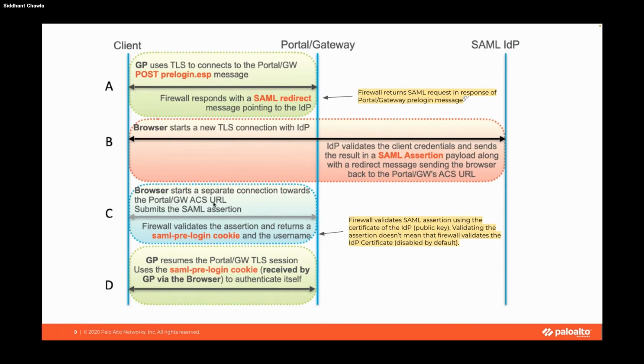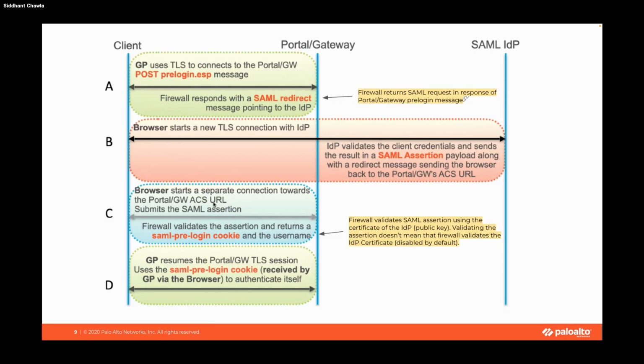So when it has taken the config from the portal, it will initiate a gateway authentication. Gateway authentication will use the same process: GP uses TLS to connect to the gateway. Here, there is the pre-login ESP, that is the SSL VPN slash pre-login ESP message. The firewall again redirects the user to the IDP. The IDP will validate the client credentials and send the result in a SAML assertion payload along with the redirect message, sending the browser back to the gateway ACS URL.